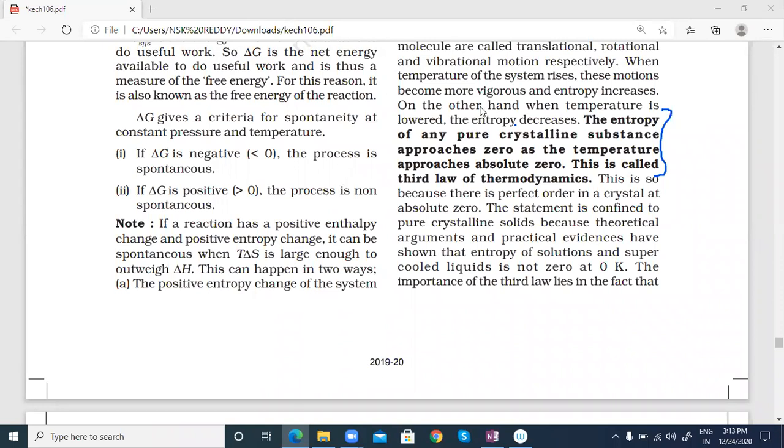Alright, the definition. What is the entropy, sir? At 0 Kelvin, entropy is 0. That is what they are telling. But in the universe, there is no perfect crystalline solid.